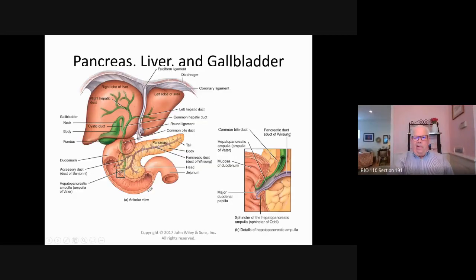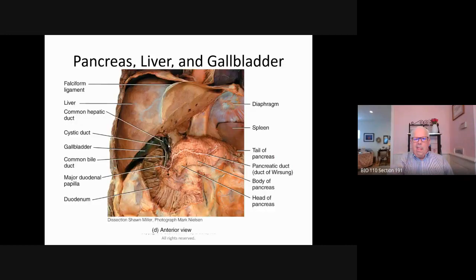And here's where the pancreas is. It's posterior to the stomach. Here's the stomach. It's posterior to the stomach and connects to the duodenum through the pancreatic duct. Okay? So that's very, very important to understand. This is a live person, well, actually a dead person, and here is the pancreas right here.